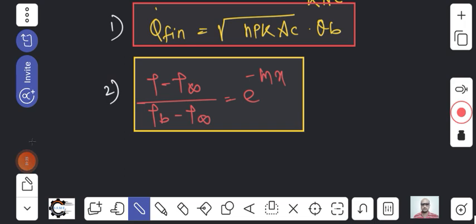This is a very simple analysis. Up till now we have done very critical analysis, but compared to that, this fin analysis is very simple. The pin analysis is just an example of that. We have seen the hollow sphere, solid cylinder, solid sphere, plane wall, the conduction heat transfer, and up till now we have completed that. With this we'll stop for today's class.